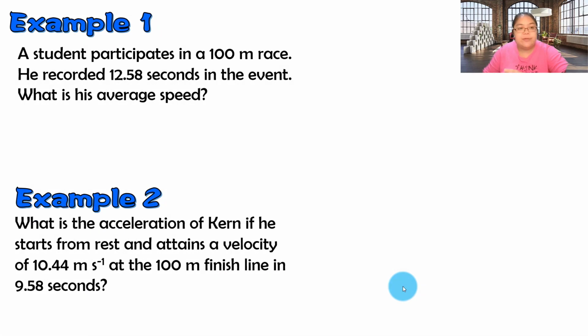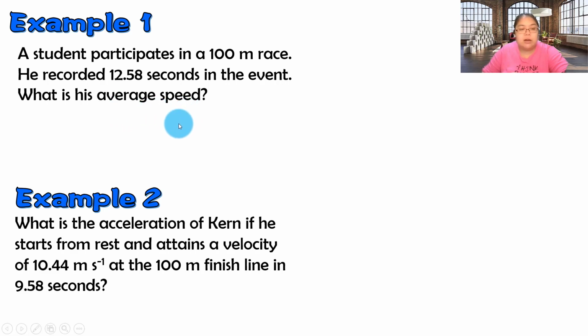Okay, let's see the first example question. A student participates in a 100 meter race. So this one is a distance. He recorded 12.58 seconds in the event. What is the average speed?